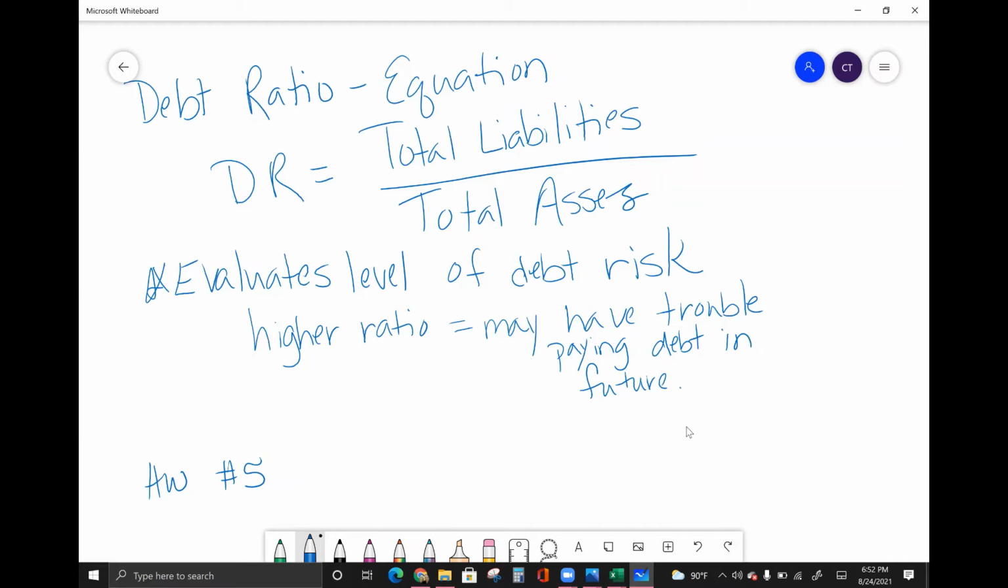So you want to know how much do they owe? What's that ratio look like? The higher it is, then the worse it might be for them to be able to pay in the future. So if anybody has tried to buy a car or buy a house, they're going to be looking at that debt ratio. And they want it to be a certain rate in order to approve a loan.